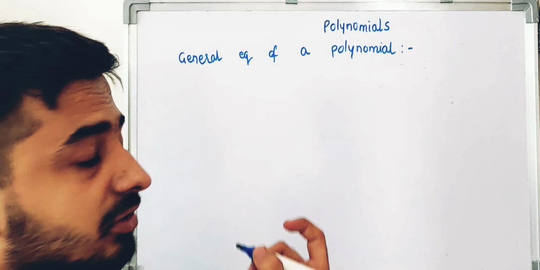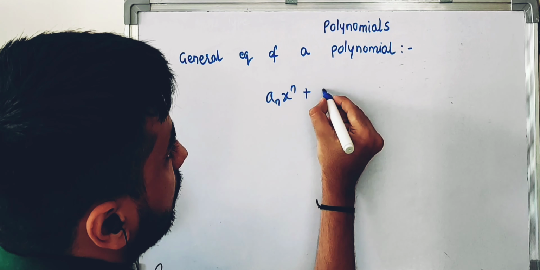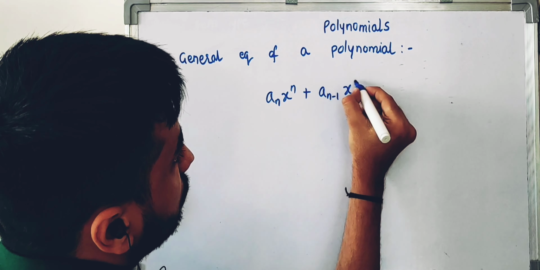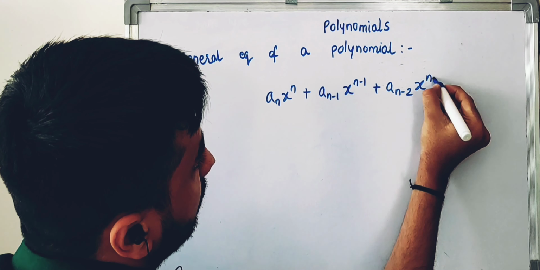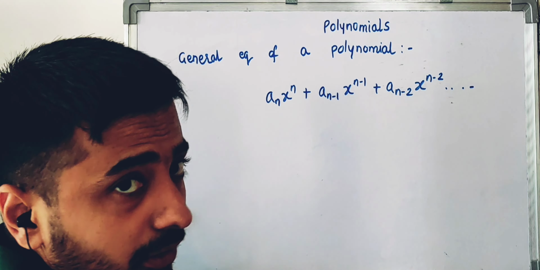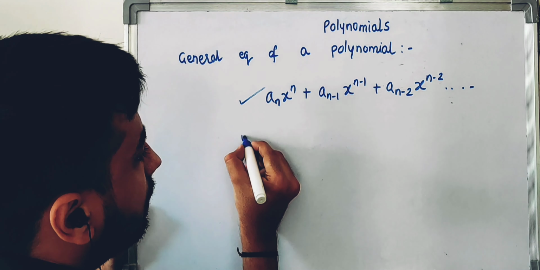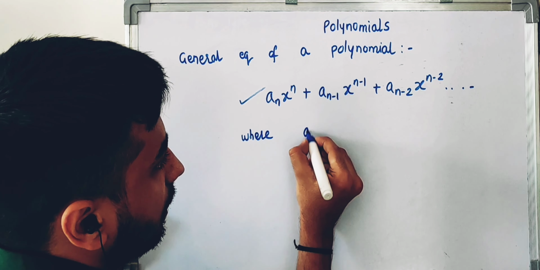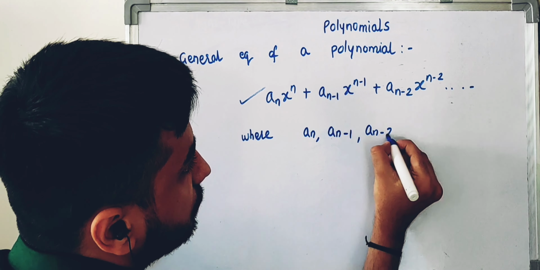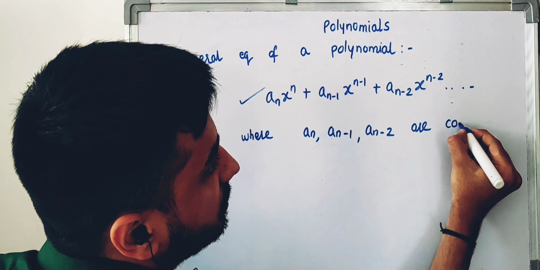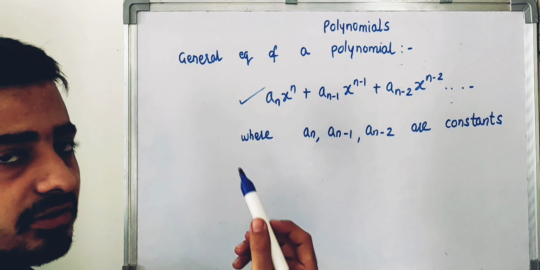The general equation of a polynomial is a_n x to the power n plus a_(n-1) x to the power n minus 1 plus a_(n-2) x to the power n minus 2 and so on. This is the general equation of a polynomial where a_n, a_(n-1), a_(n-2) are constants. What are they? They are constants. Clear?